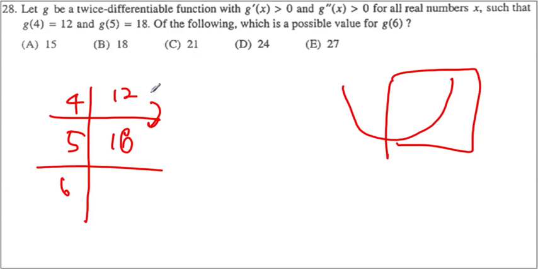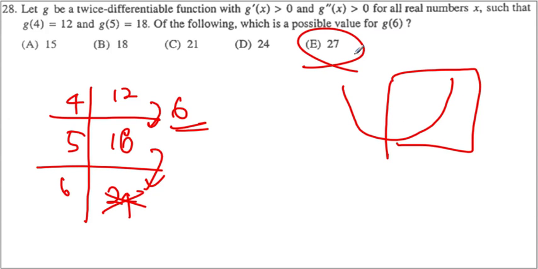But the increase between 12 and 18 was 6. The fact that it's increasing more rapidly means the difference between 18 and the next value shouldn't be 6, but it's got to be more than that. If it were 6, then we would end up getting 24. But since it has to be greater than that, 27 would have been the only possible choice.